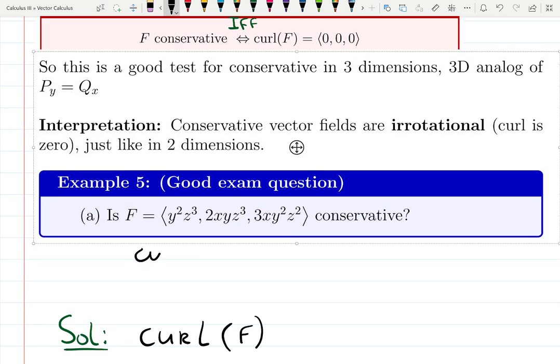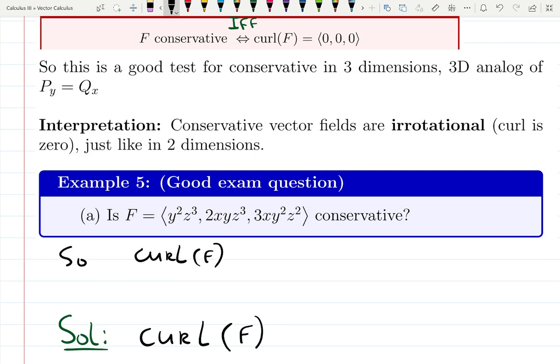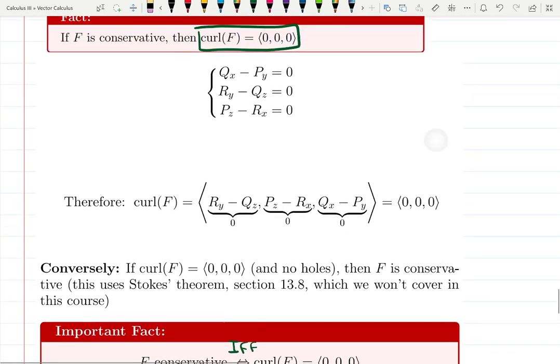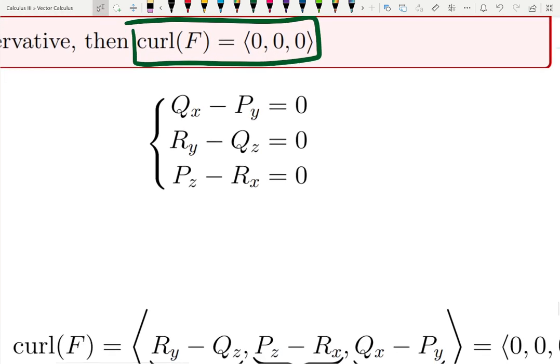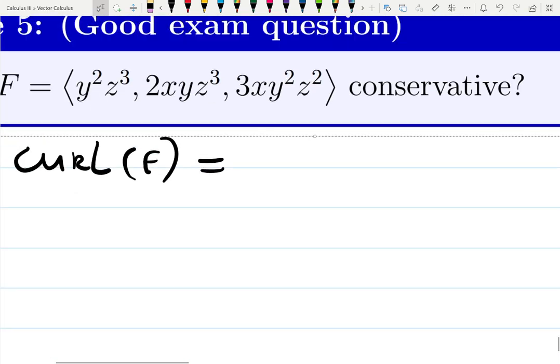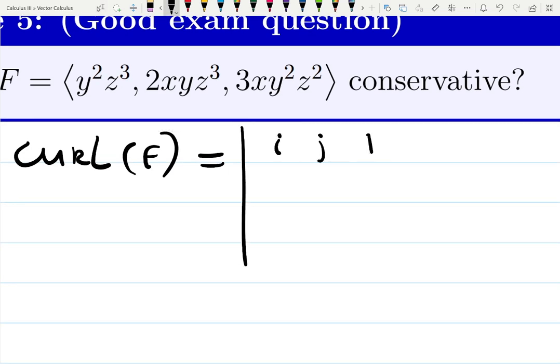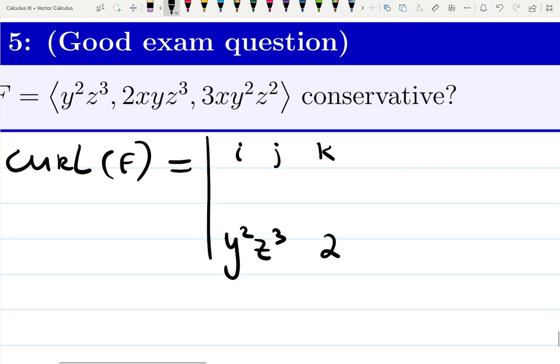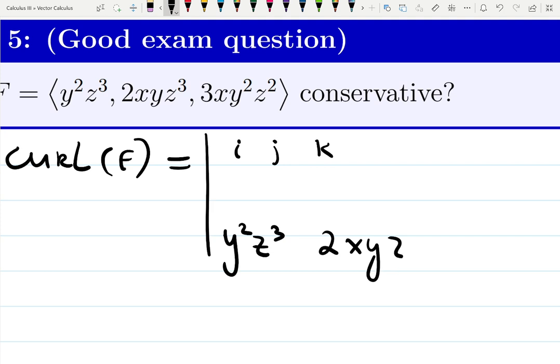So let's start writing down curl F solution equals, and now you create a determinant, unless you memorize the formula, and the formula I'm talking about is this. Maybe you can rememorize it, I don't know. Then you just don't have to build a determinant at all. Qx minus Py, check if it's 0. Rz minus Qz, check if it's 0, and so on. I will build the determinant. So I, j, k, P, Q, R. Do we have to write down P, Q, R? Let's just write down the functions right away. Y squared z cube. Leave some space not to mess up your brain because there are too many variables over here.